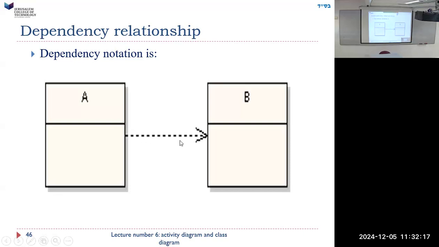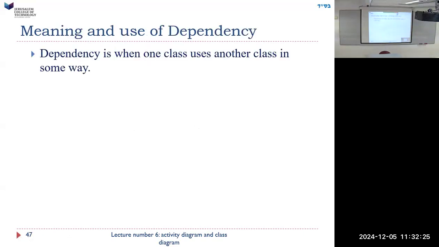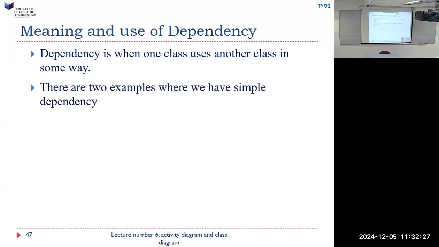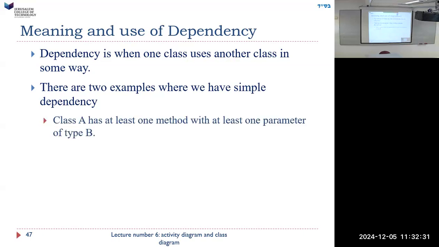This arrow here with a dotted line is called dependency. Dependency is the most basic, the most weak relationship between classes. Meaning, dependency is when one class uses another class in some way. There are 2 examples where we have simple dependency. Class A has at least one method with at least one parameter of type B. So one of its methods has a parameter, which is the other class. So it's dependent on the other class in some way. It has some dependency because it needs the other class to run this function.